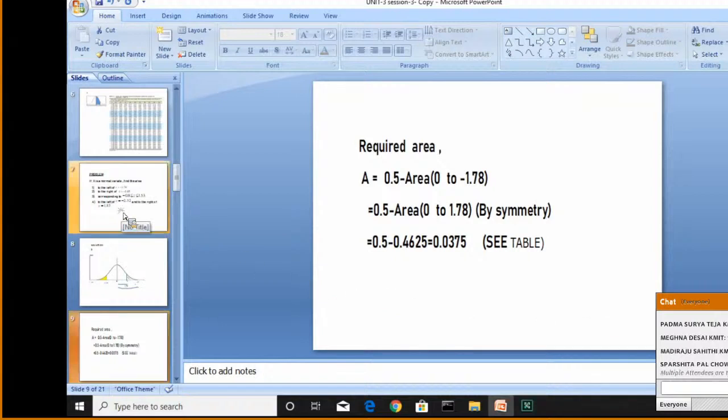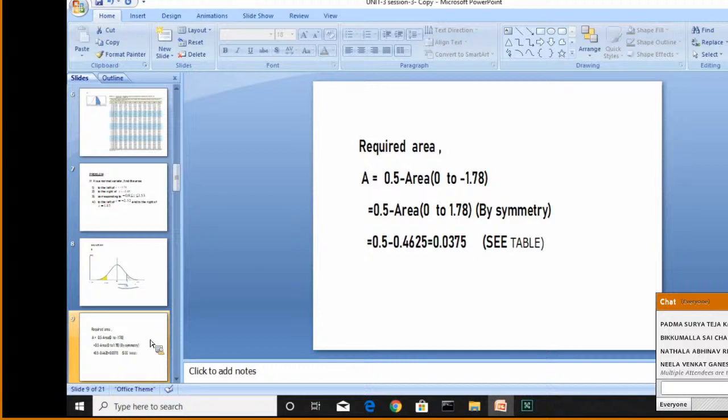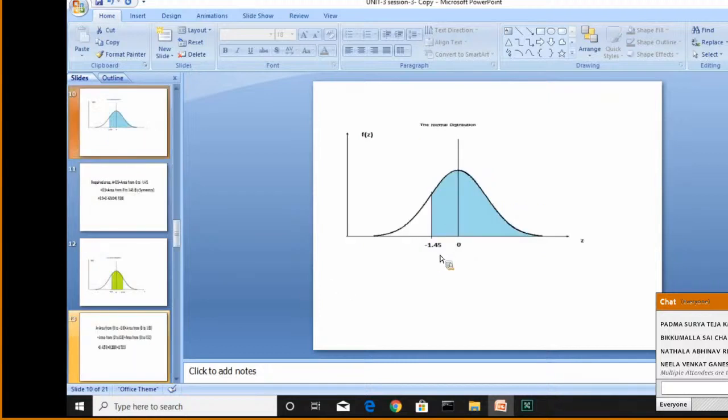Now you see the next part of the question. To the right of minus 1.45. Yes, right. I think Rishita answered the second part. Is it correct, Rishita? Okay, I will take that figure. Minus 1.45 to infinity we are getting.